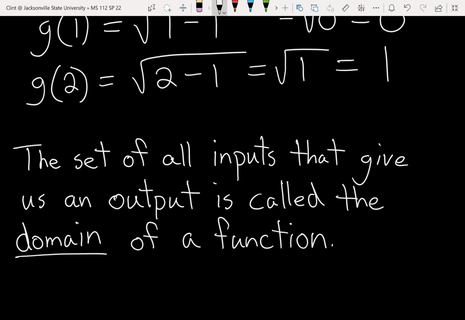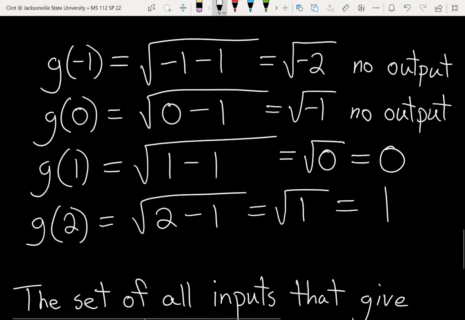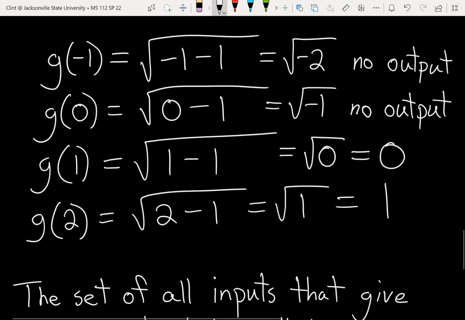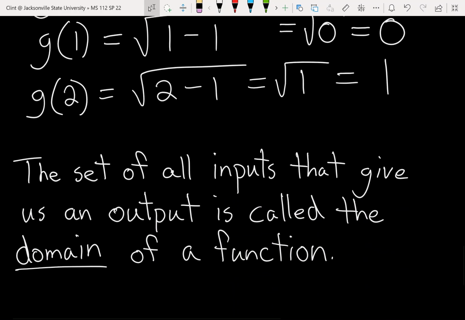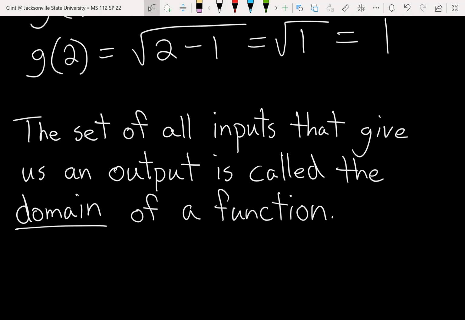When we have input values that don't work, where we can't get an output out of our function, like an input of -1 and 0, we could say -1 is not in the domain of our function, or 0 is not in the domain of our function. All that means is that if we try to use those values as inputs, we don't get out a valid output. So those x values would not be in the domain of our function.